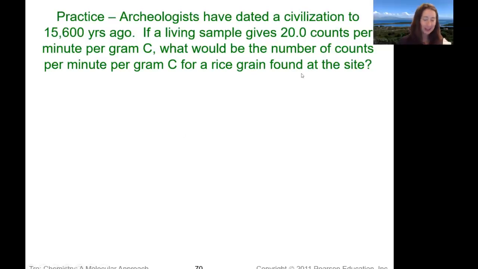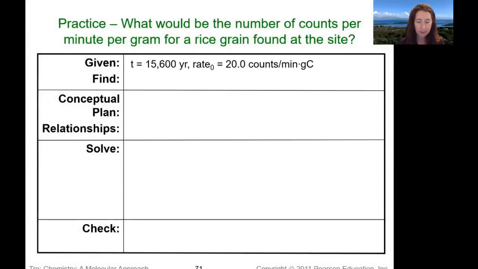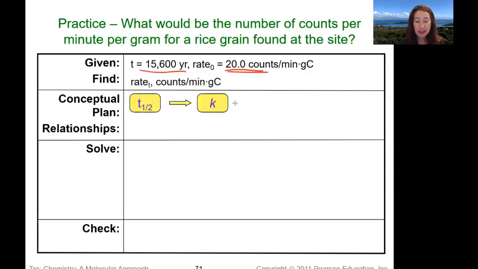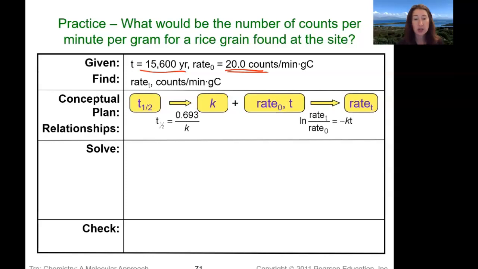Okay, it looks like some people are stuck on this one, so let's go over it. We have 20 counts per minute per gram, and it's 5,600 years ago, which I'm just going to put in here. This is what they give us. I told you rate T was 20 counts, and we want to know rate 0, right? It's the same exact equations. It's always these two equations when we're doing a first order rate law, period. We're looking for this one this time. Last time we were looking for T, this time they gave us T, and we're just looking for the rate at that time.